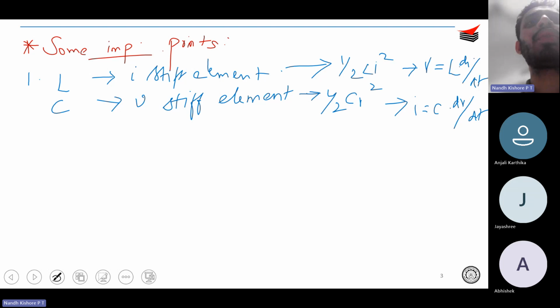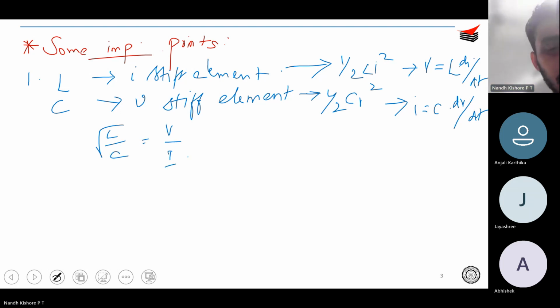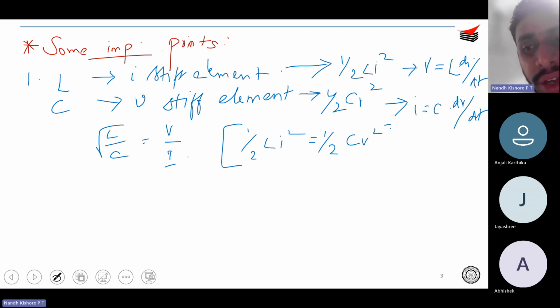And then how do you relate L and C to your impedance? Dimensionally, root over L by C is equal to V by I. How do I tell it? If I equate the energies, half L i square is equal to half C V square, the halves will get cancelled. So you will end up with root over L by C equal to V by I. This is in ohms, and this is also what is called the characteristic impedance.